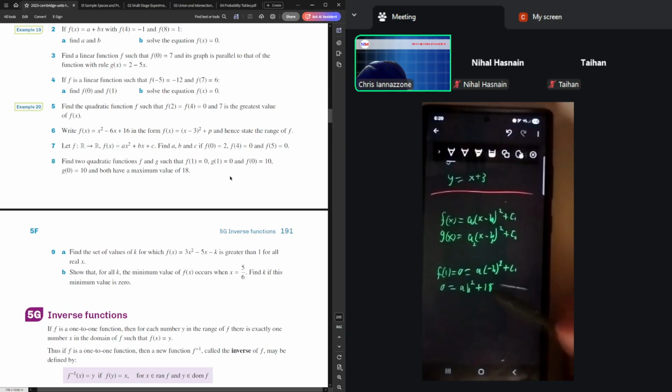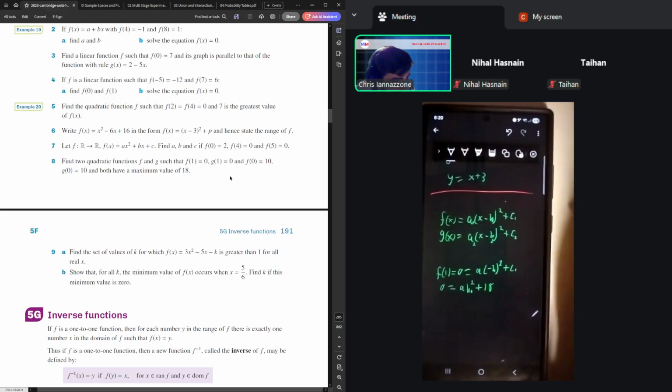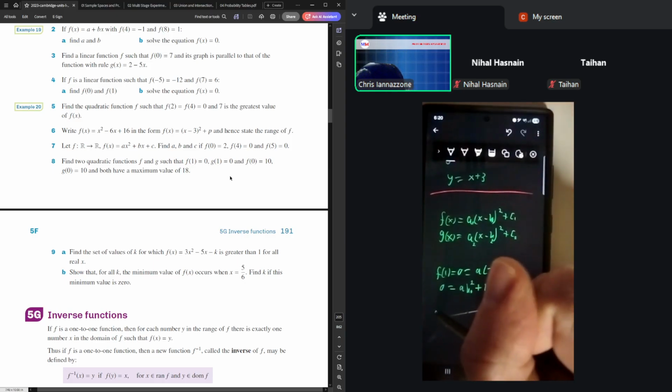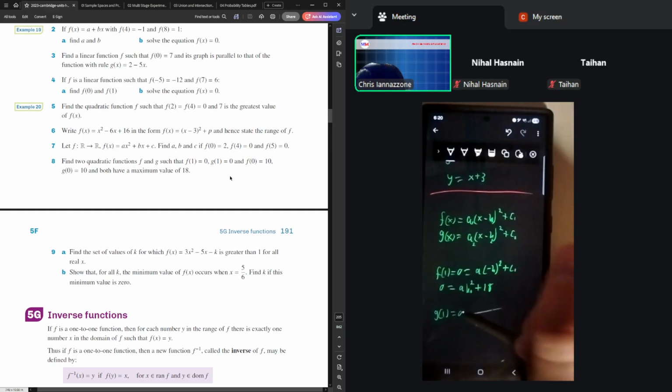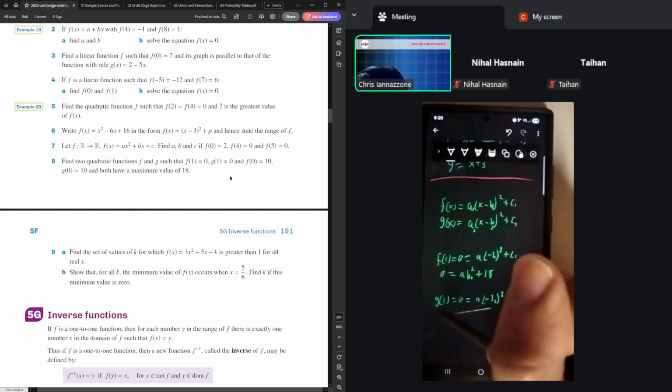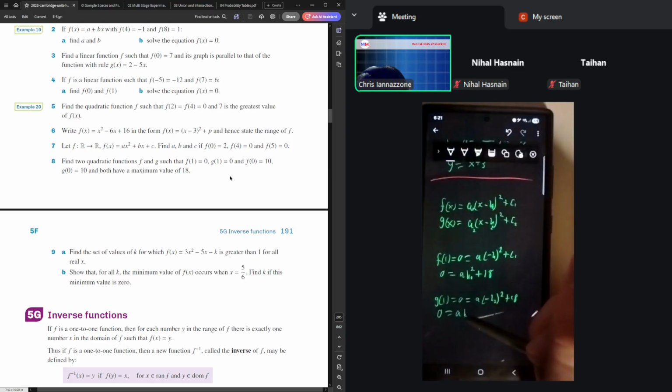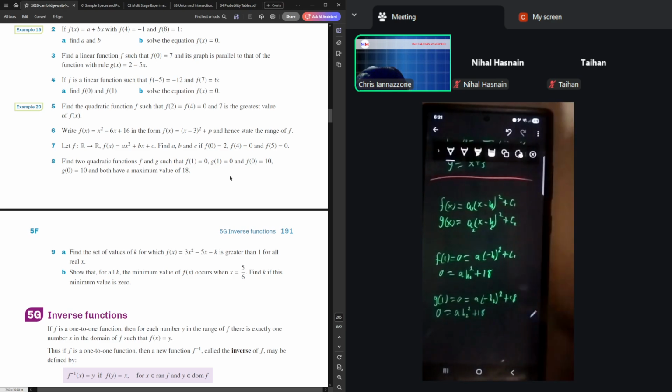Nice. I'll rewrite this as h1, just so we're clear, it could be a different h. That's the first one. And we also got g1 equals 0. So g1 equals 0. And that should now be the exact same thing. So a bracket minus h2 squared plus 18. 0 equals a h2 squared plus 18.